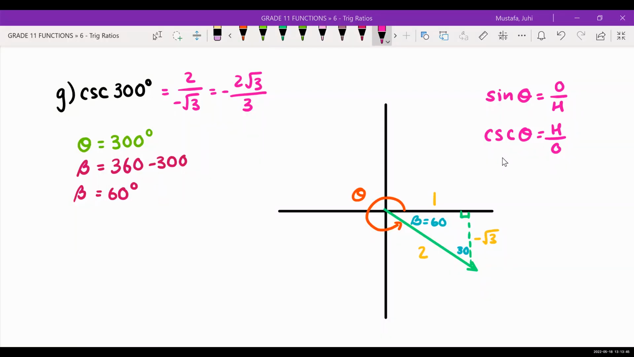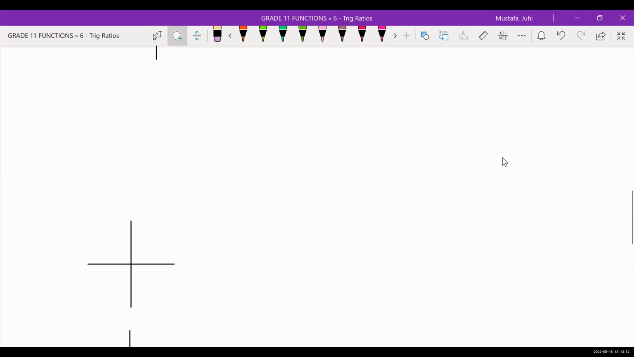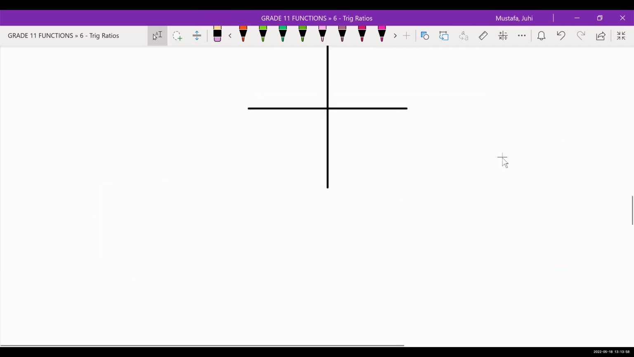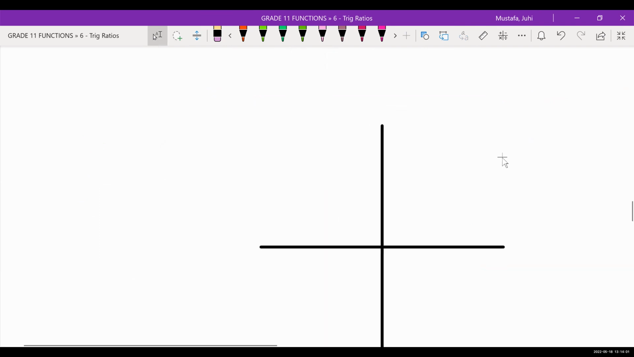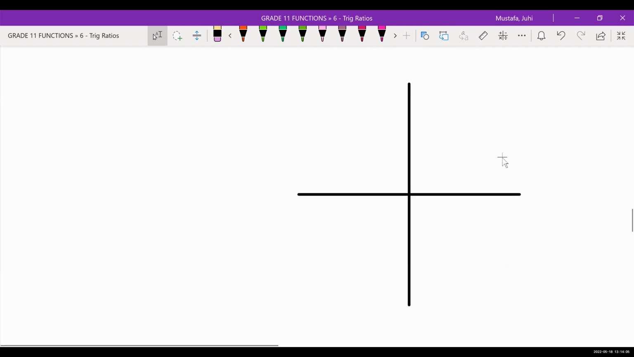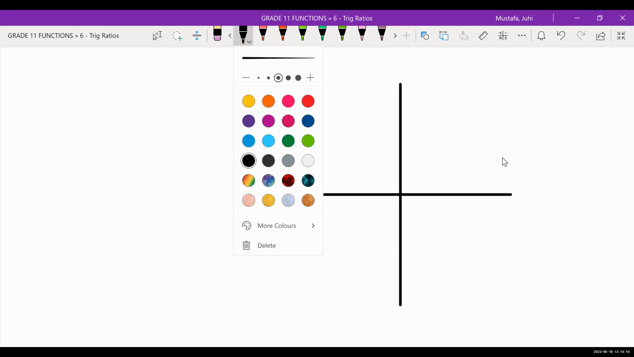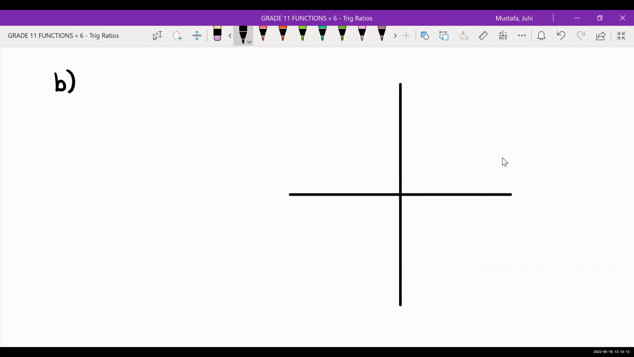All right, question B. Here is something we haven't seen before, a negative angle. I'm just going to zoom in. We're going to do question B. Remember, I kind of did them in a weird order so that we would do the easy ones first. So B is sine of negative 150 degrees.